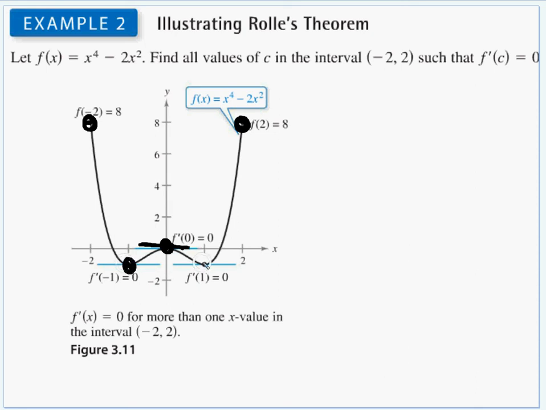So there are, again, 3 spots where we have horizontal tangent lines in the middle. Remember, we're guaranteed at least 1 by Rolle's theorem. Here we actually found 3. Got a nice bonus.